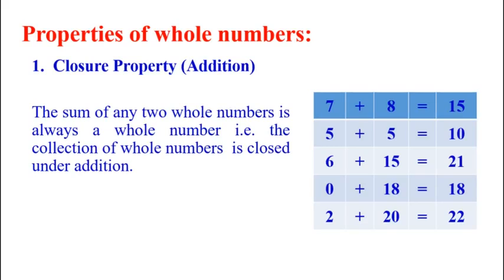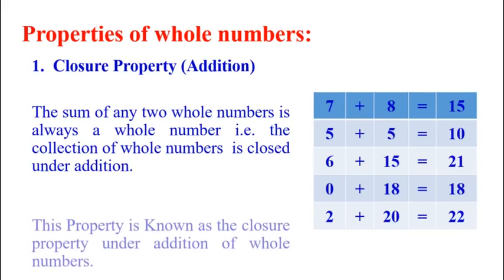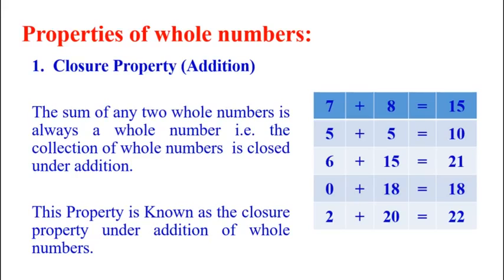Then 0 plus 18: 0 is a whole number, 18 is a whole number and their sum is 18. That is also a whole number. Then 2 plus 20: 2 is a whole number, 20 is a whole number. So their sum 22 is also a whole number. This property is known as the closure property under addition of whole numbers. So this concludes that if a is a whole number and b is a whole number, then a plus b is also a whole number.